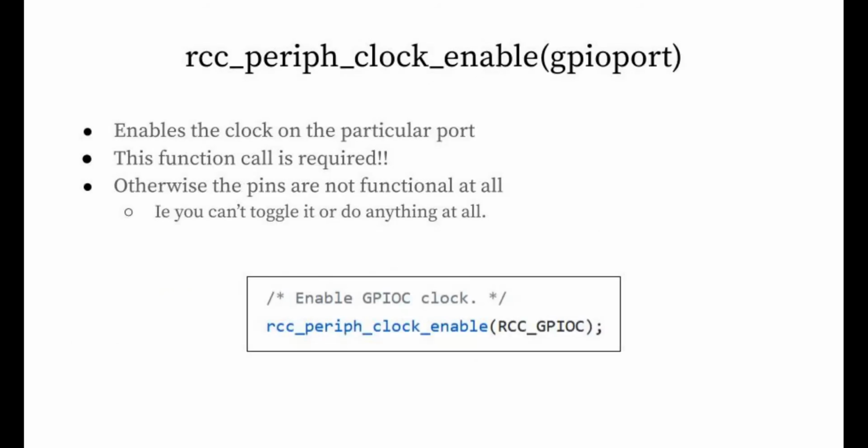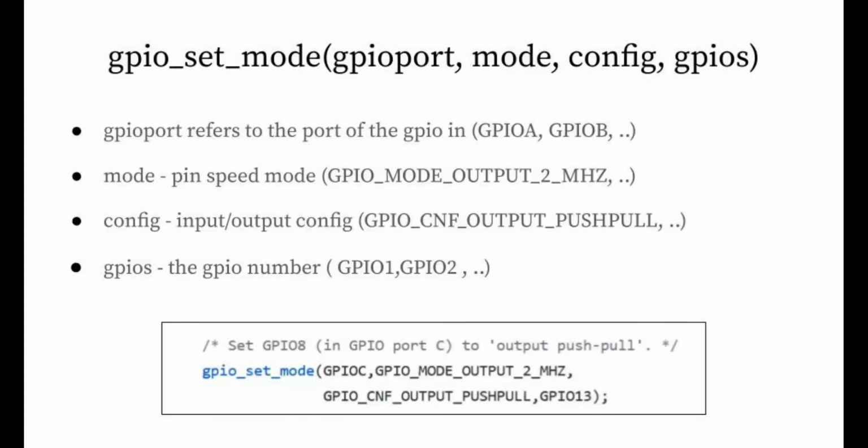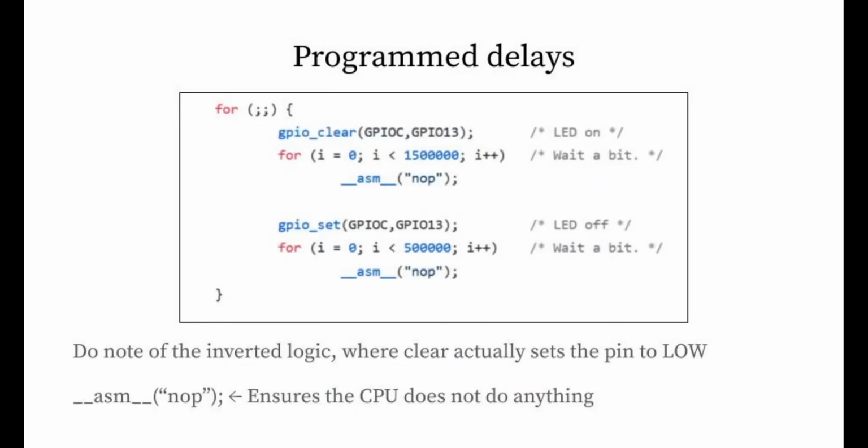First, in the setup function, the RCC peripheral enable function is called. This is to ensure that the clock on the port is activated and that we are able to control the pins, such as toggling it. Then, we set the mode of the pin with the GPIO set mode function. It takes in 4 arguments: the GPIO port, the GPIO input or output mode with speed, the configuration of the pin, and finally, the pin number. The book covers the definitions of the function arguments very well, and it even provides 4 tables to go along with it. And finally, there's the block of code that's responsible for program delays.